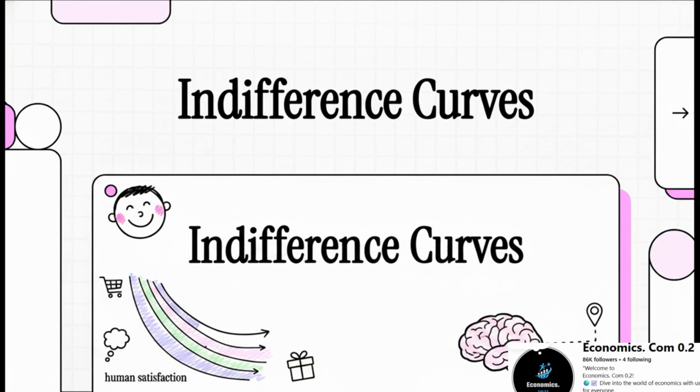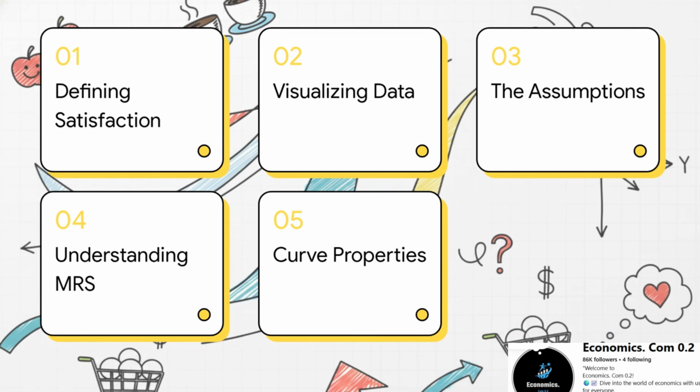Let's get started. Okay, let's jump straight into our roadmap. We are going to define satisfaction in economic terms, visualize some real data, lay out the assumptions of our model, do a little math with the marginal rate of substitution, and finally, lock in the unbreakable properties of these curves.